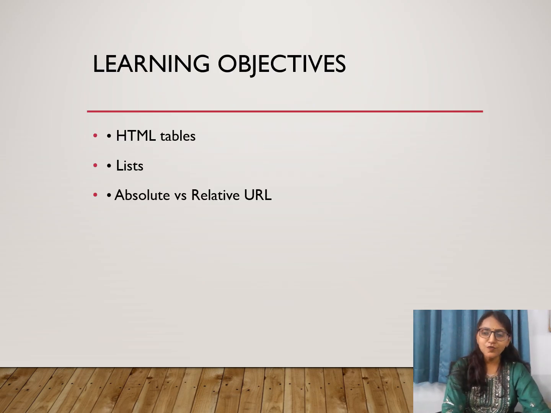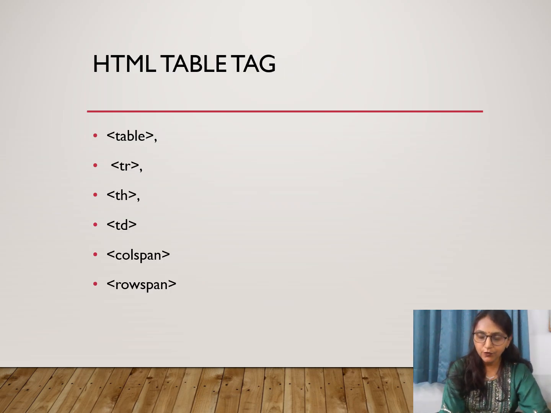First, what are the objectives of this topic? That is, what are the main topics that I can cover in my presentation? That is HTML tables, HTML lists, that is bullets and numbering, and the difference between absolute and relative URL.